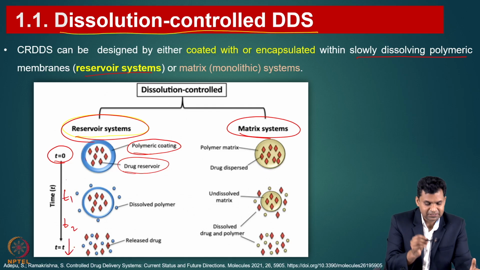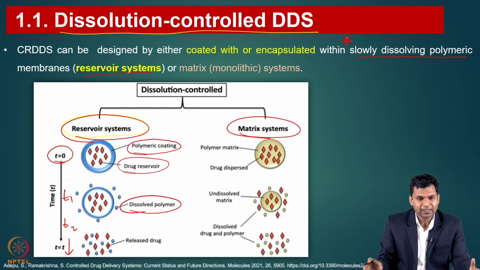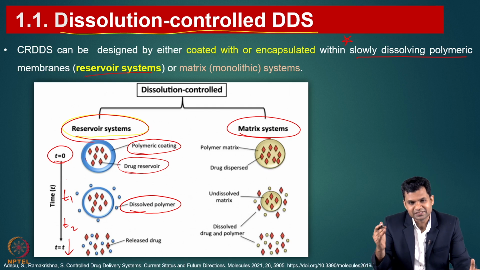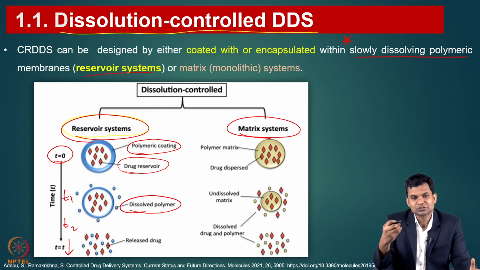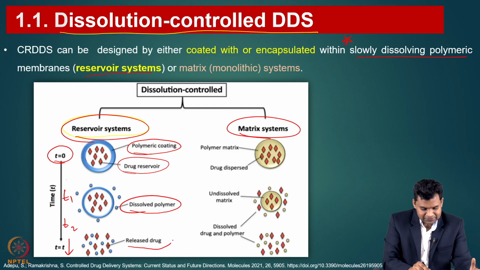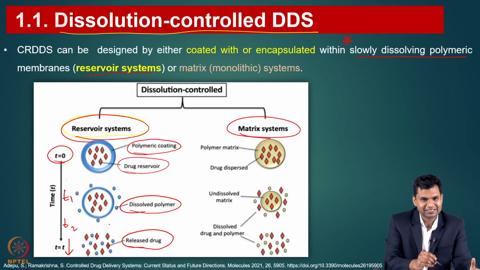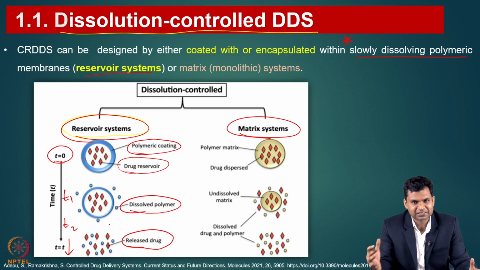But here you can see there is a polymer solubility, but this happens very slowly, as is indicated here. Now, once the polymer is dissolved, what happens? Your drug also will release slowly from the systems. You can see that when time goes on, your drug also will release. So, that is called reservoir systems.